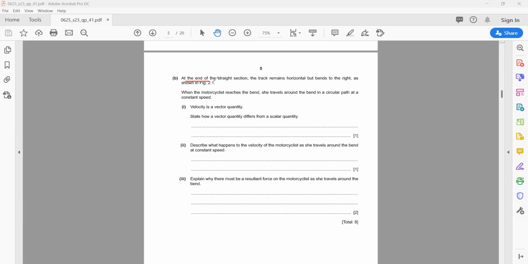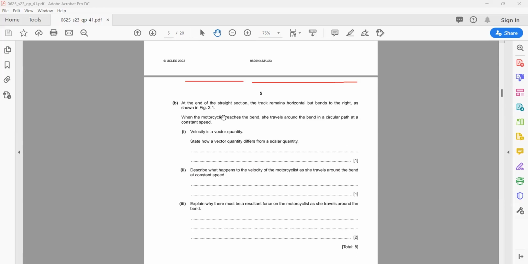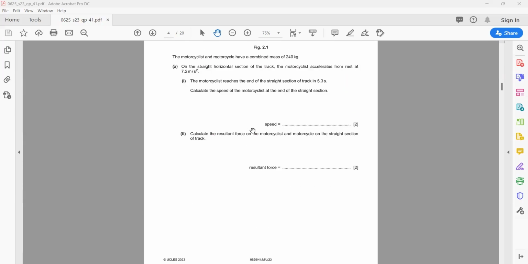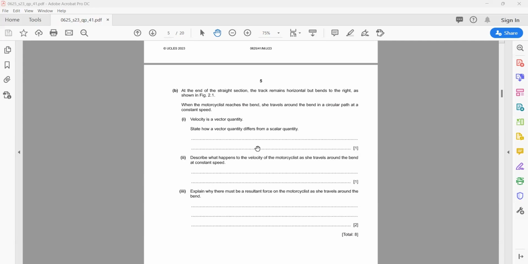Now they're saying that at the end of the straight section, the track remains horizontal but bends to the right. You can see this in the diagram if you go back here. You can see the road from here, then it starts bending. It's horizontal. It doesn't mean coming down, but just a circular path. It's from here changing the direction.